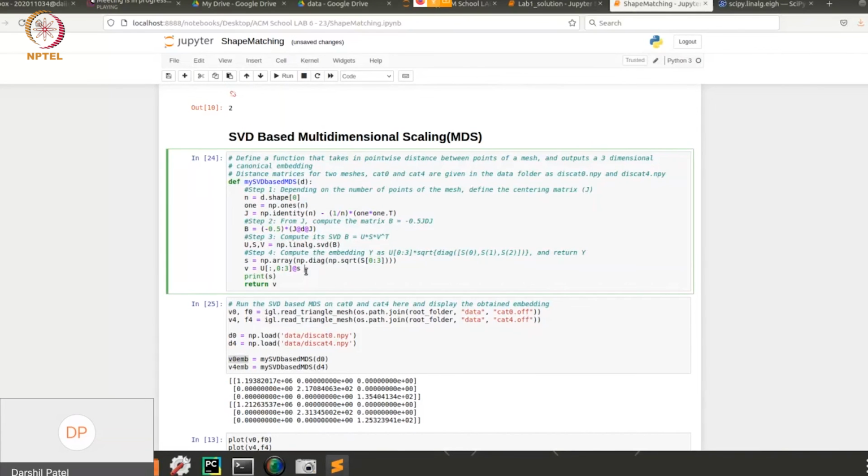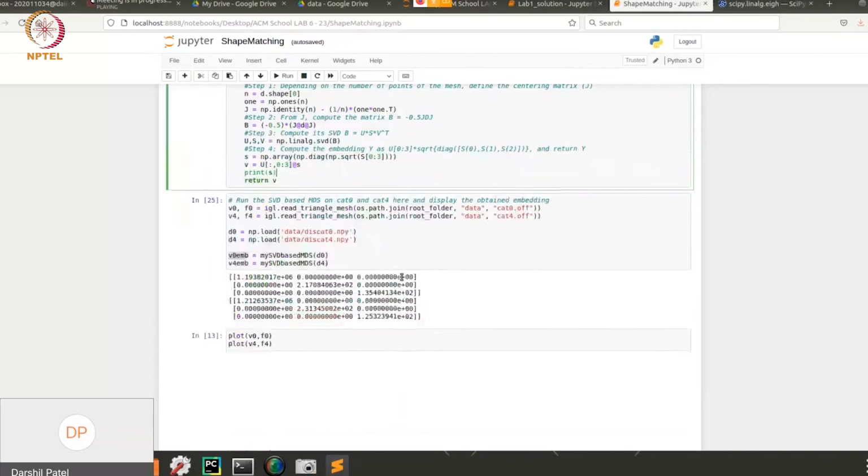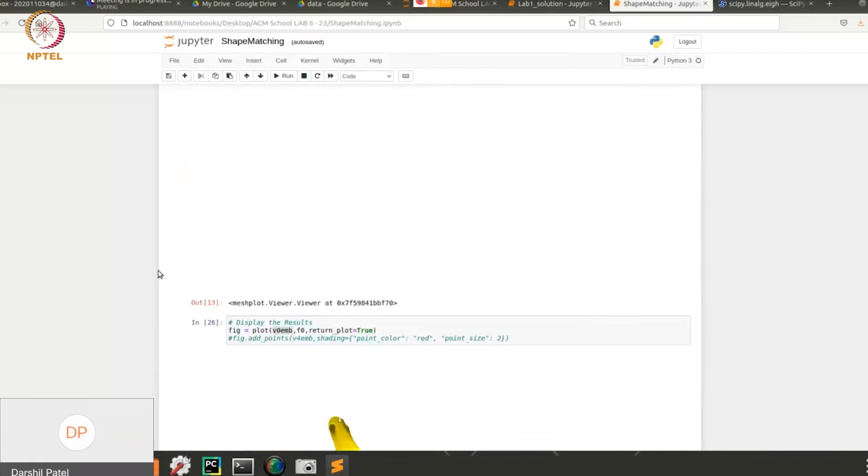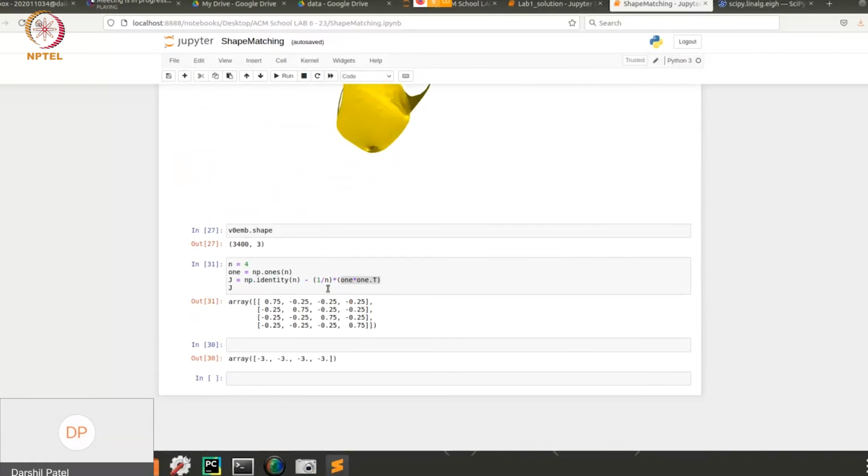I think the star operator does element-wise multiplication, whereas the @ is the matrix multiplication that we do. Yeah, but even this matrix multiplication is not giving the right result. Maybe you can just print what is 1 by n into 1 transpose using the @ operator. You won't get this.